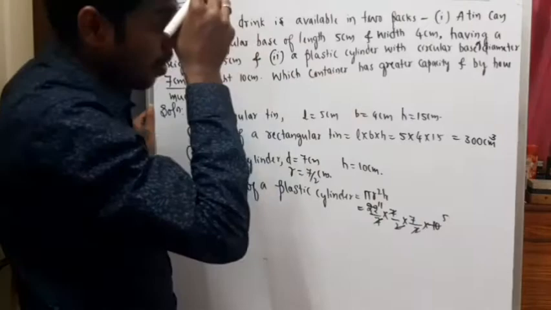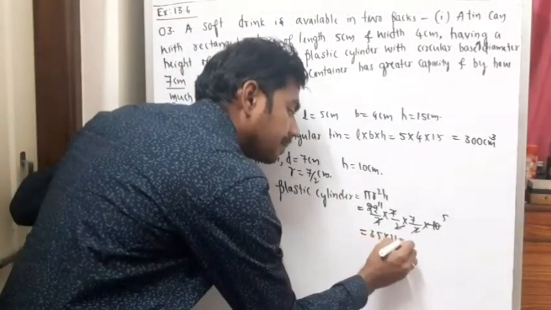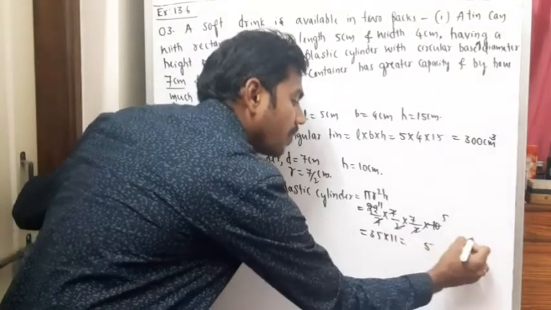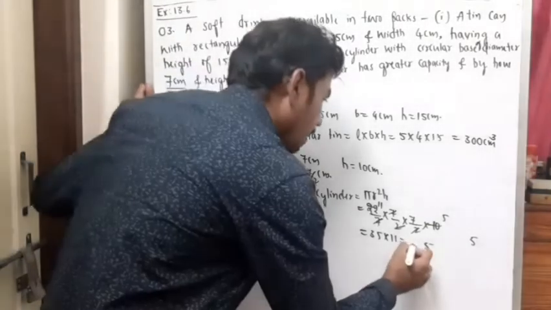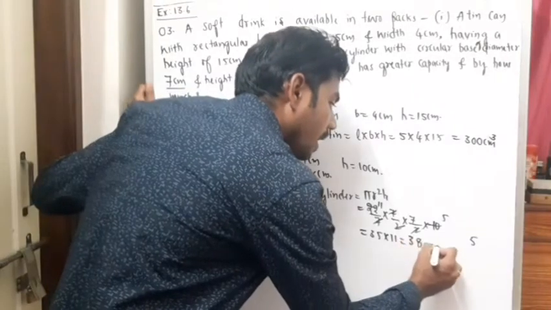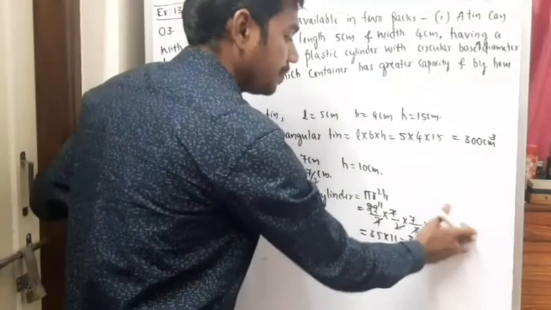Okay. Now 7 5s are 35. 35 into 11. 11 5s are 55. 5 carry. 11 3s are 33 plus 5, 38. 385 centimeter cube. So what we can write?